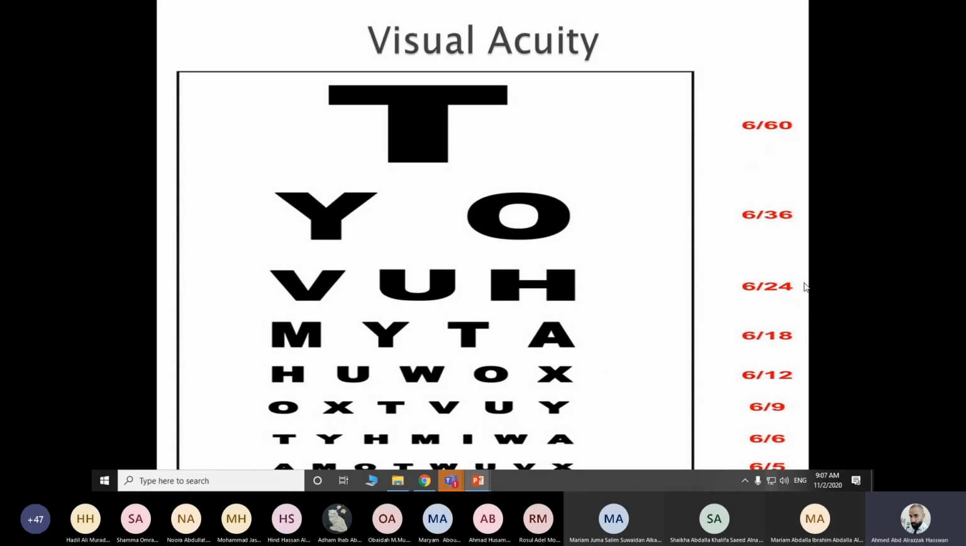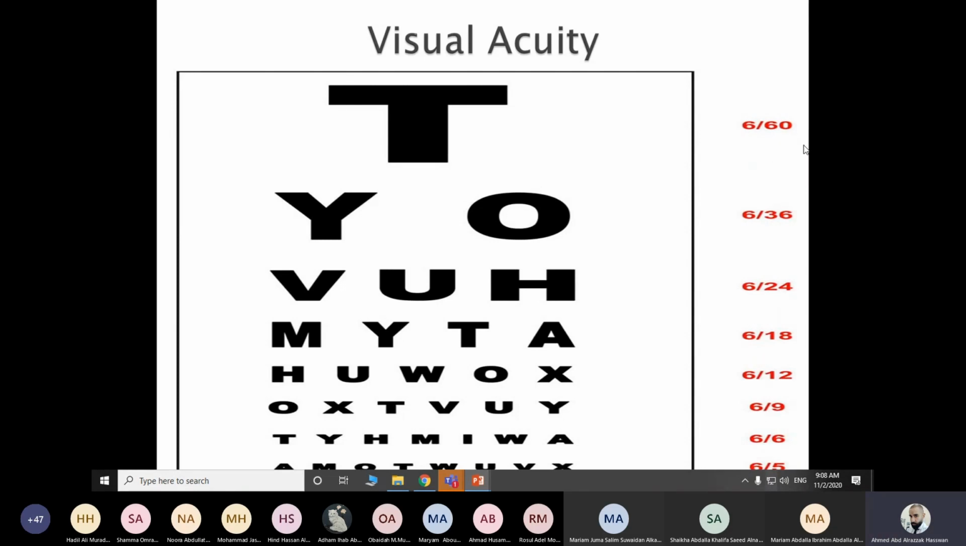So the first number is how far our patient can see this number from, which is fixed because the patient is standing 6 meters away from the chart. The second number is the distance from which normal people could see this line. This is pertaining to the line, of course. So if you say 6/9, it means that what normal people can appreciate from 9 meters, our patient can see from 6 meters. So the more we go up, the more the denominator number increases, the less the visual acuity of the patient.